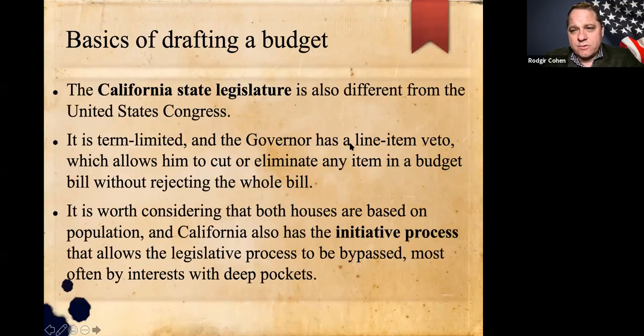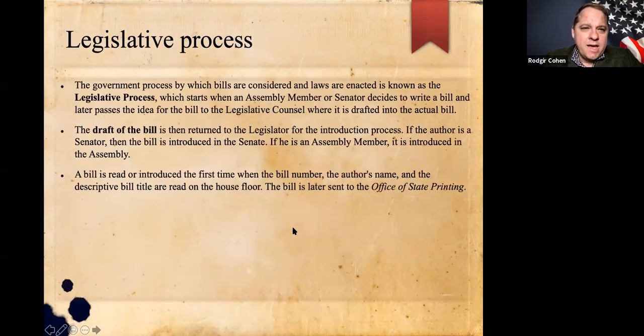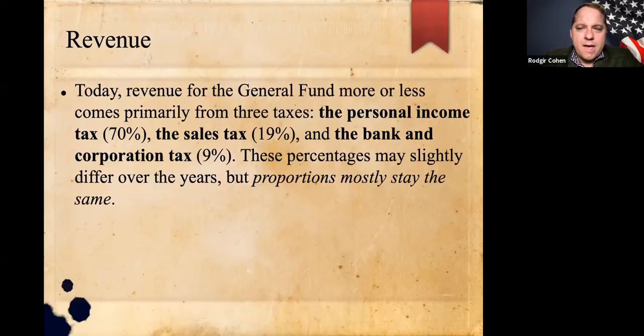The California state legislature is also different from, of course, the United States Congress. It is term limited, and the governor has a line item veto, which allows him to cut or eliminate any item in a budget bill without rejecting the whole bill. It's worth considering that both houses are based on population, and California has an initiative process to bypass the legislature if needed. The legislative process by which bills become law involves bills that are drafted, sent through the legislative assembly, and passed by the governor.